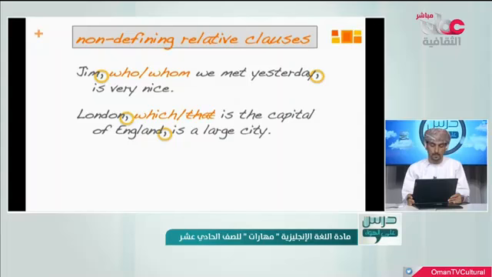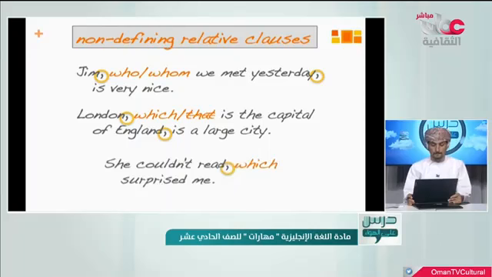It's also important to note that that is not possible in a non-defining relative clause. You can only use the relative pronoun that in the defining relative clause. So it's London, which is the capital of England, is a large city.